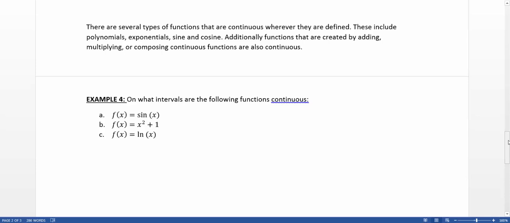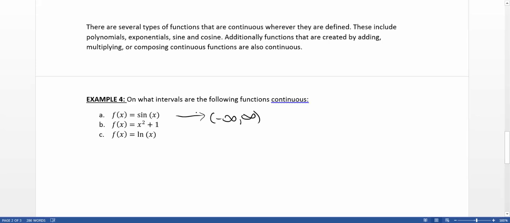So the first one is sine of x. If we consider where it's defined, then we'll know where it's continuous. Sine of x is going to be defined for all x values. All real numbers can be plugged into sine x without any problems. That's the domain. Therefore, it's also going to be continuous for all real numbers. So from negative infinity to infinity, sine of x is continuous.